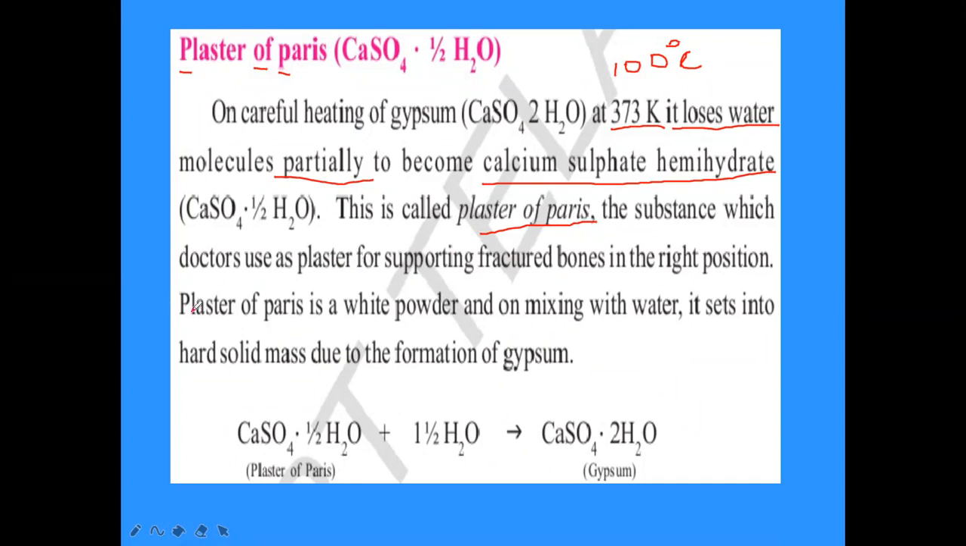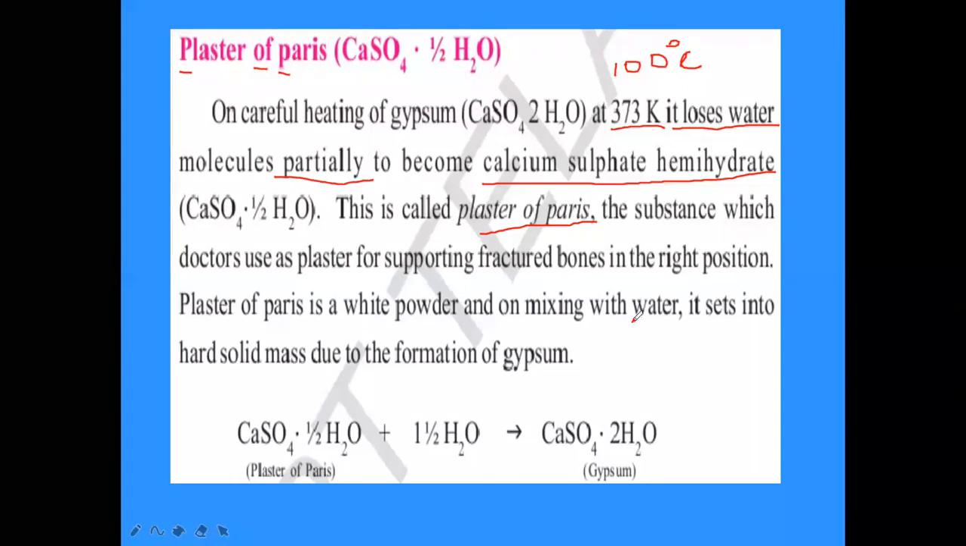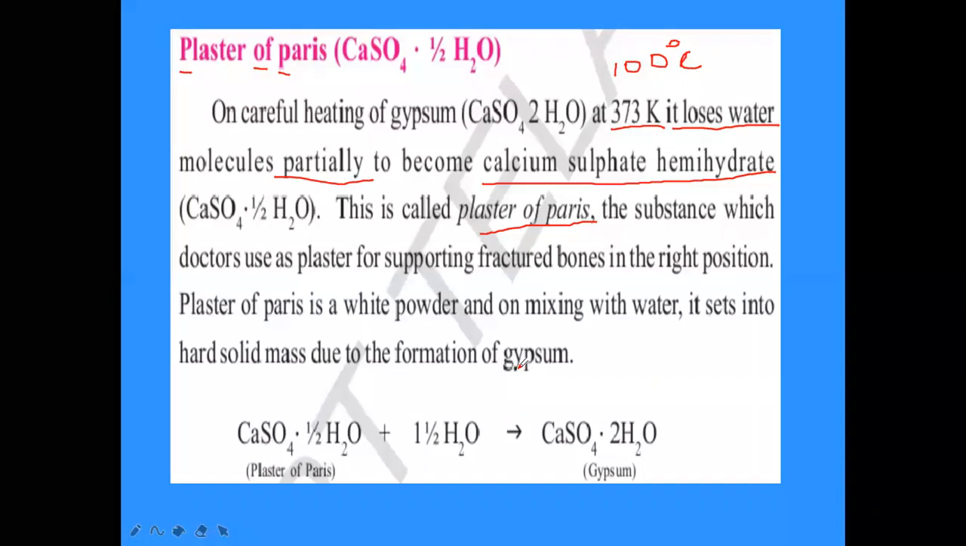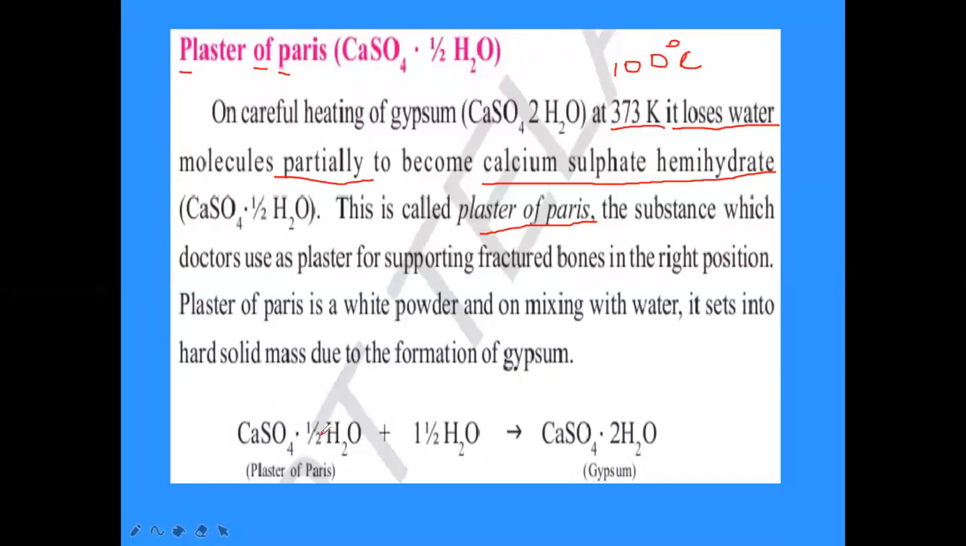Okay. So next, plaster of Paris is a white powder, and on mixing with water, it sets into a hard solid. On mixing plaster of Paris with water, it sets into a very hard solid mass due to the formation of gypsum. Initially, the plaster of Paris paper will be dipped in water. Then it becomes what? Gypsum. So when plaster of Paris mixes with water, it becomes gypsum, the hard substance. So how do we write that equation now?